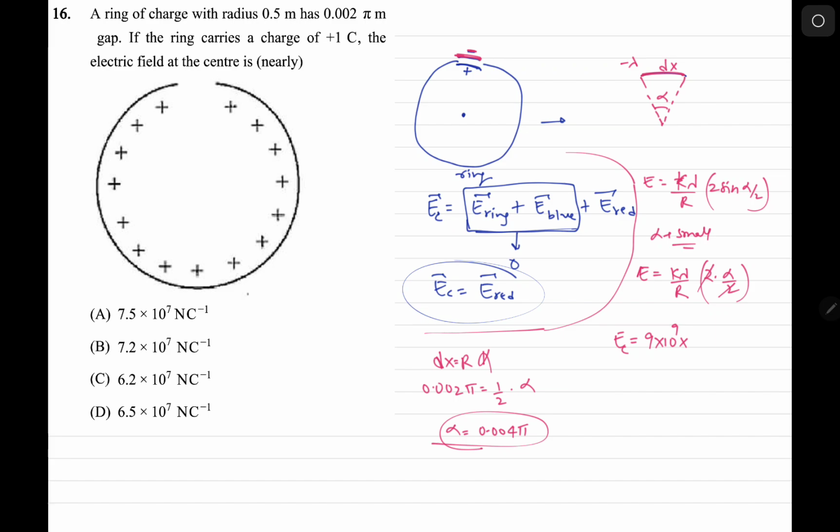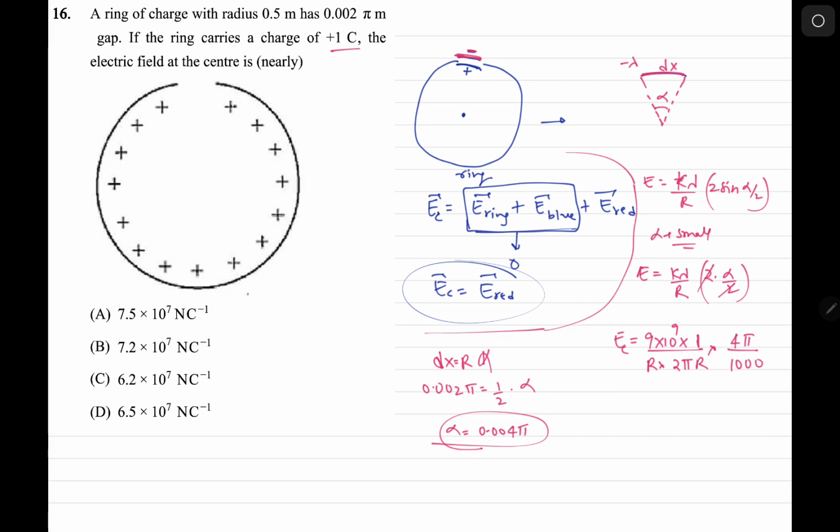Okay, so it says that the charge on the ring is plus 1 coulomb. So lambda will be charge by the length. Okay, so charge is 1, and the radius is r, right? We'll put the value, just wait. So lambda is Q by the length of this ring, 2 pi r. Okay, so 2 pi r into alpha, it is 4 pi by 1 to 10 to power 3000 basically.